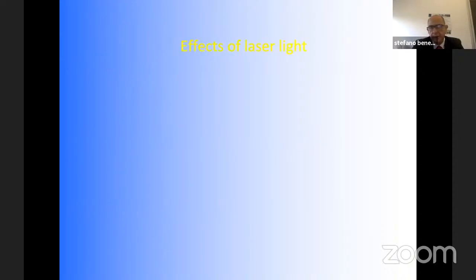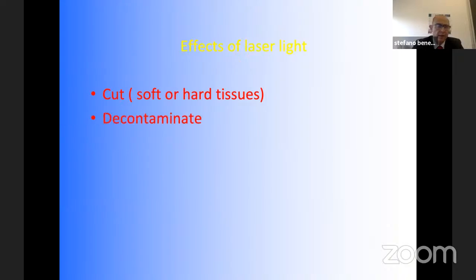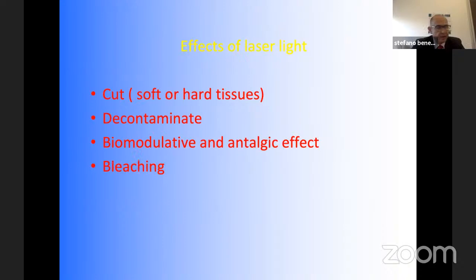From a theoretical point of view, we can sum up the effects of laser light in terms of ability to cut either soft or hard tissues, hard tissues only for the erbium family lasers. We can decontaminate, we can biomodulate and provide an analgesic effect. And of course, we can use our lasers for bleaching.